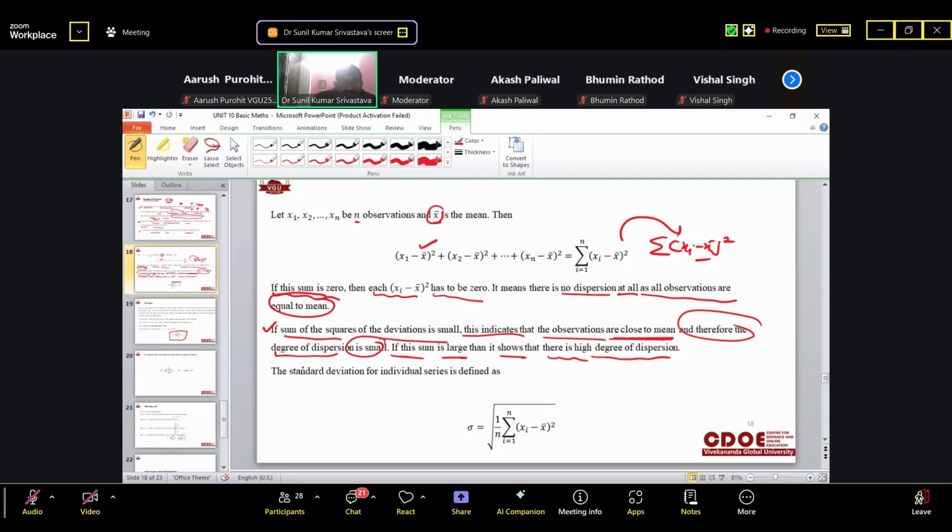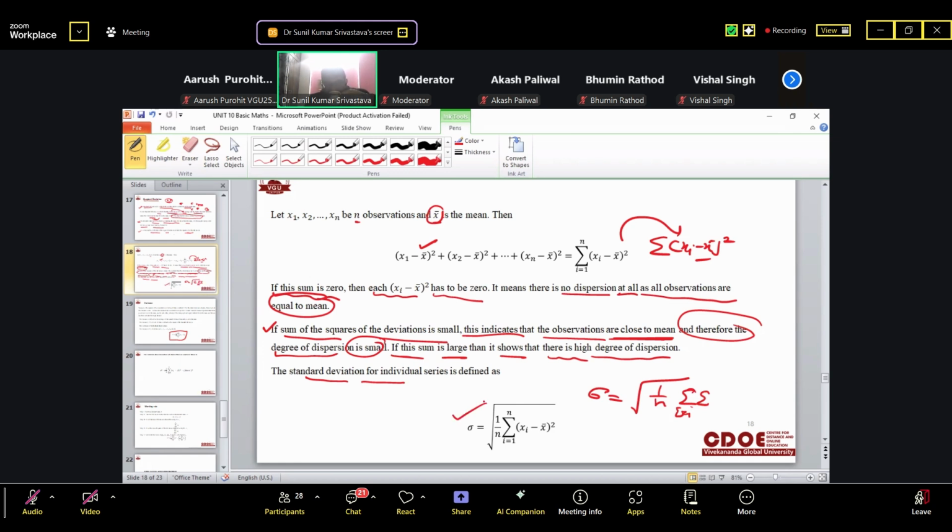So the standard deviation for an individual series is given by this formula. Sigma is equal to the square root of 1 by n, summation over the data set of the squared deviations, (xi minus x bar) square. And this formula can be used to find the standard deviation of the given data set.